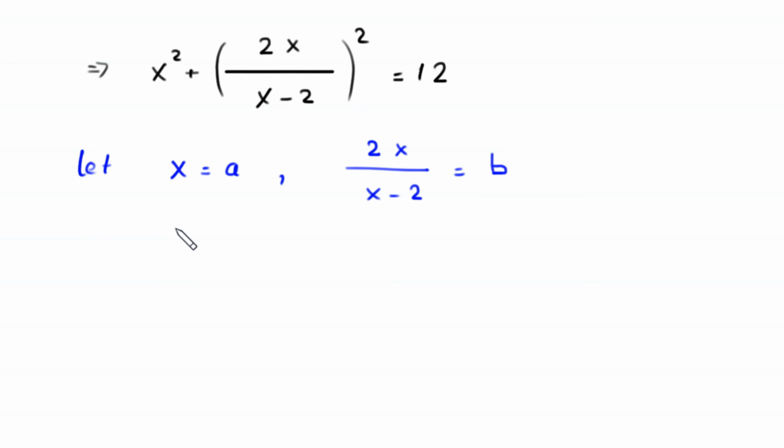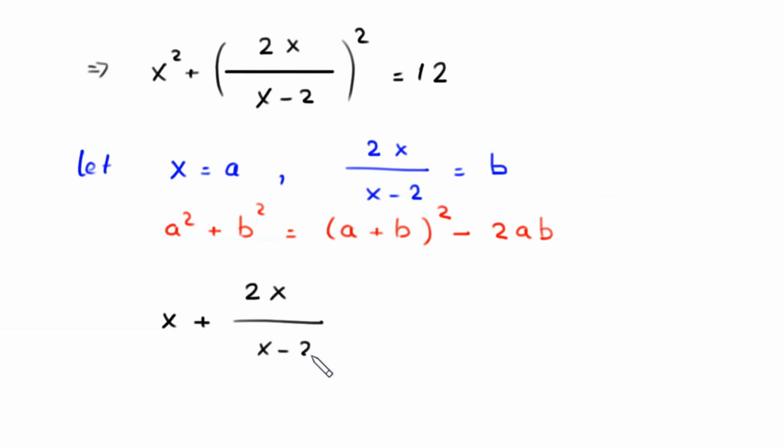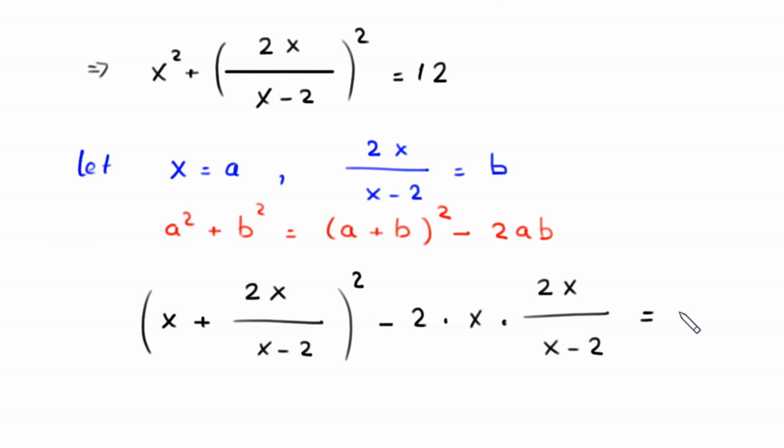So by using this algebraic identity, a² + b² is equal to (a + b)² minus 2ab, this x² plus (2x over (x - 2))² will become (x + 2x divided by (x - 2))² minus 2 times x times 2x divided by (x - 2) equal to 12.